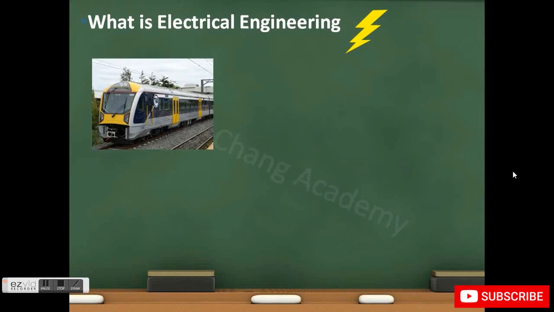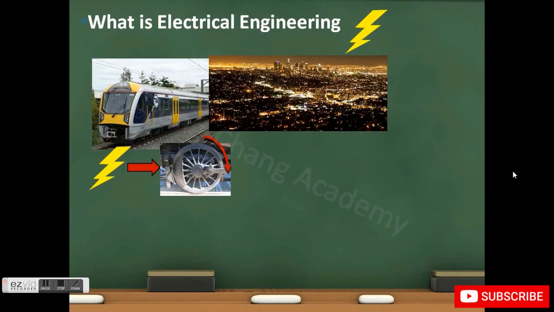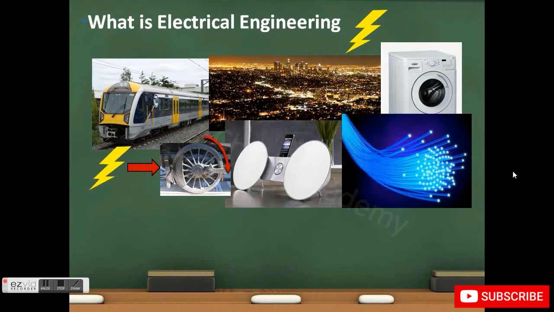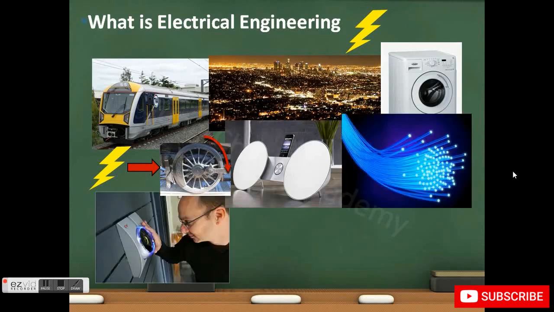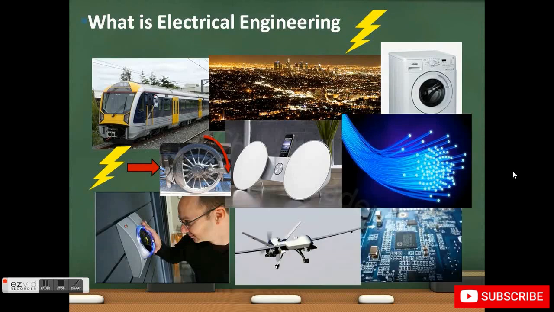For example, the electrical train that you take to go to work uses electricity to generate motion. The street light uses electricity to produce light. The washing machine uses electricity to wash your clothes. The speaker, the internet, and any device that uses electricity is a product of electrical engineering.